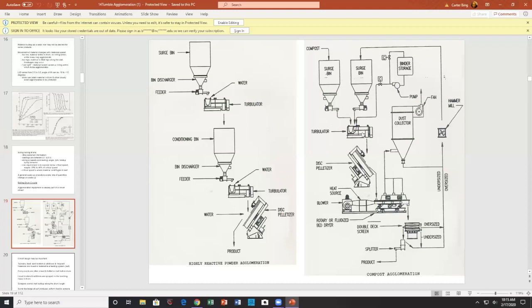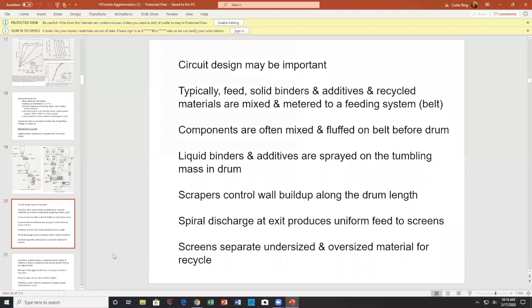Of course, if I have a fluidized bed or any sort of airstream, it looks like a partition bed here, I may have to have a dust collector. Usually that would be a cyclone. If the dust is serious, I would want the dust to be recycled. Very fine dust might have to be burned or passed through a cyclone, baghouse, electrostatic precipitator, or scrubber. Circuit design is very important. Typically feed solid, binder, additives, and recycled material are mixed and metered to a feeding system.